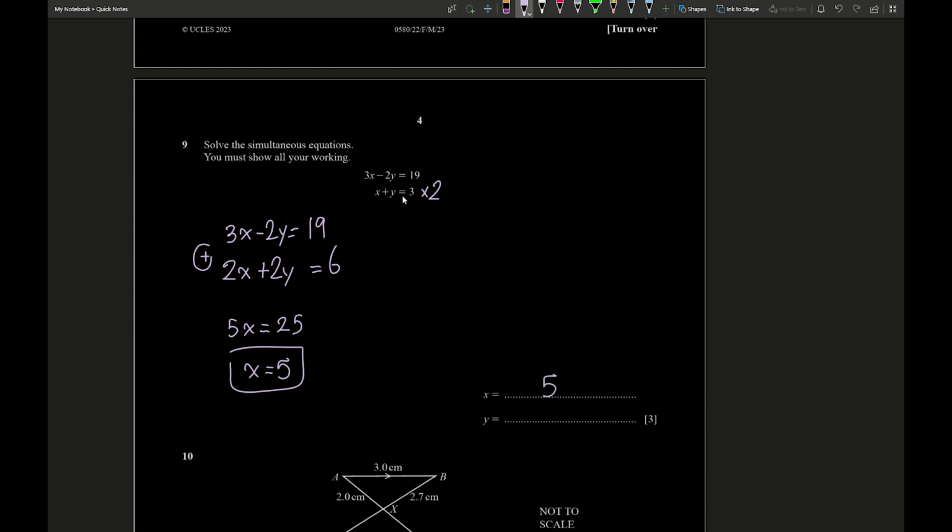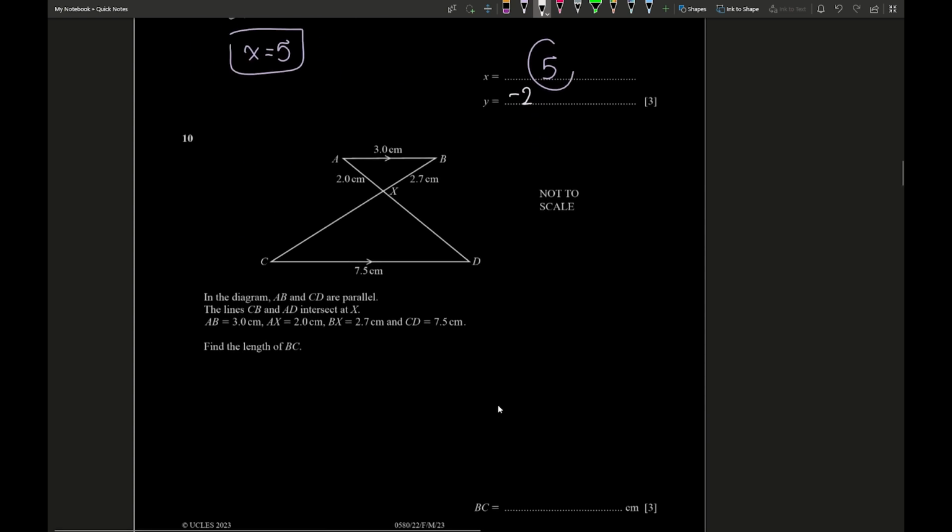Now to find the value of y, you can just substitute that value in either equation, this, or even this equation. You got the same value for y. I'll personally use this one because it's easier. So 5 plus y is equal to 3. So y is equal to negative 2. So x is equal to 5 and y is equal to negative 2.